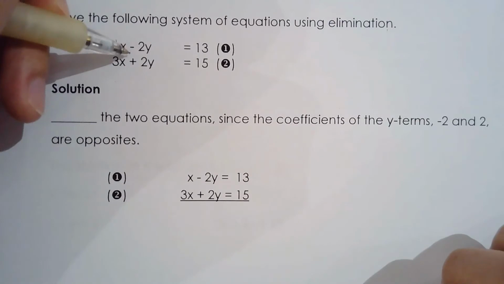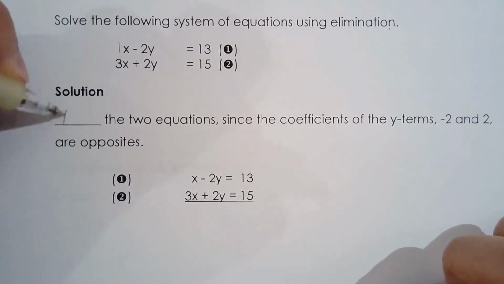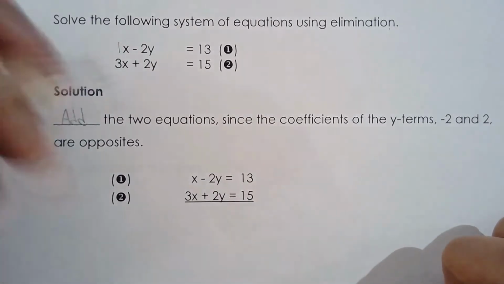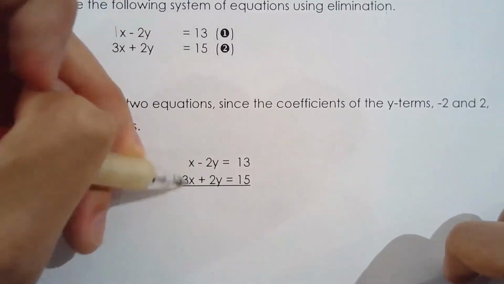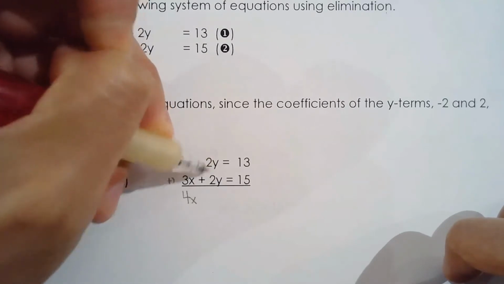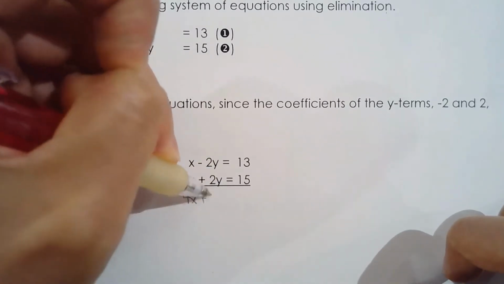If the signs are opposites, right, negative and positive, you want to add. So add equation 1 and equation 2, and you'll see you're eliminating variables. So what we're going to do is add the two equations. So x plus 3x, that becomes 4x. Negative 2y plus 2y, that's going to be 0y.